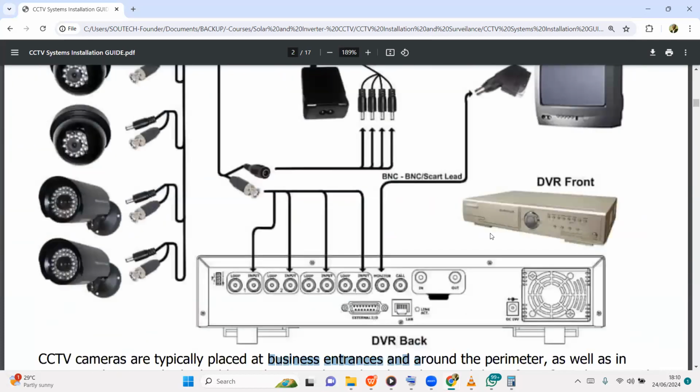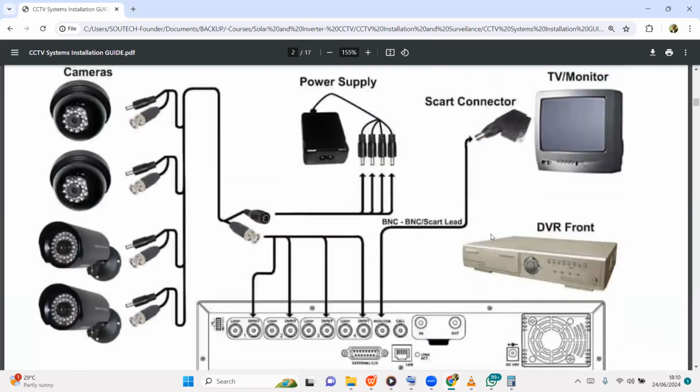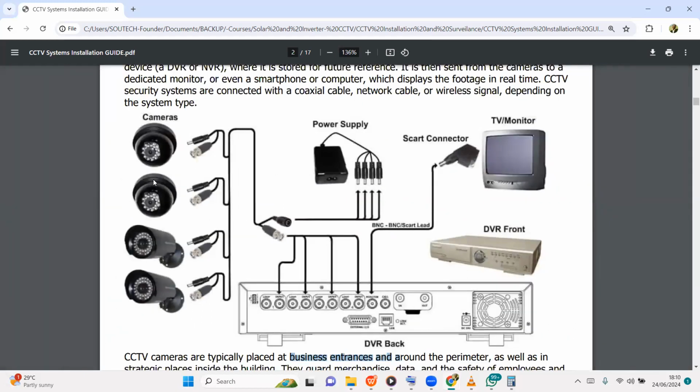Okay, so this is a classical example, especially for DVR. So you have the camera, the power supply, the DVR, which has a hard disk inside. We're going to open one and see what it looks like. The hard disk records the video signals, but even while it's recording, it sends them through VGA or HDMI to a TV or a monitor.